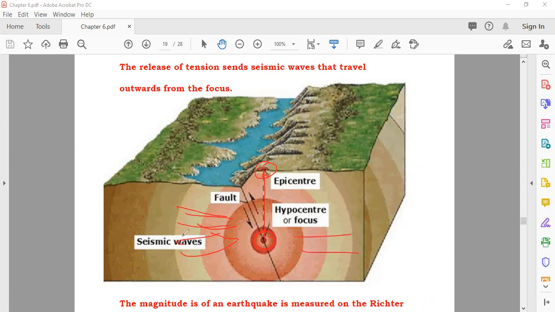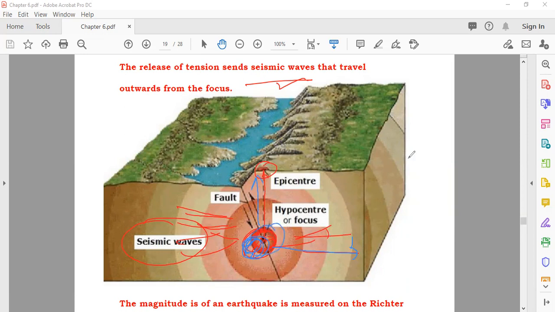The earthquake moves from one place to another in all directions. In the form of seismic waves, the earthquake moves from this point, the focus, to the other side. These are the types of waves. Near this area, for example the epicenter, the earthquake is very strong. As you go away from it, the magnitude becomes less, and the effect also becomes less as compared to the center.